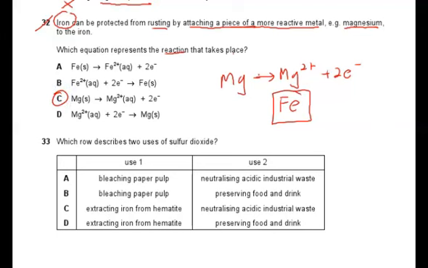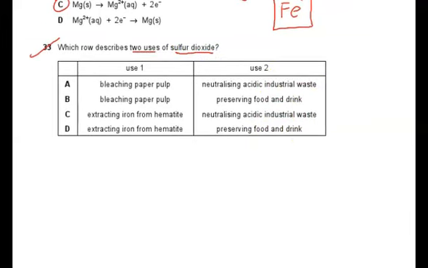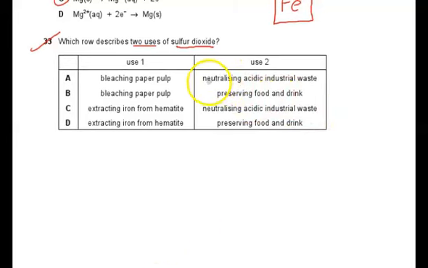Okay, for number 33, which row describes two uses of sulfur dioxide? Sulfur dioxide is acidic by nature. So neutralizing acid? Obviously no. So A and C are not the answer. Extracting iron from hematite? No. We use carbon to extract, so we don't use sulfur dioxide. So your best answer here will be B. Bleaching, because of the acidic properties of sulfur dioxide. Preserving food and drinks? Yes. Okay, your best answer here will be B.